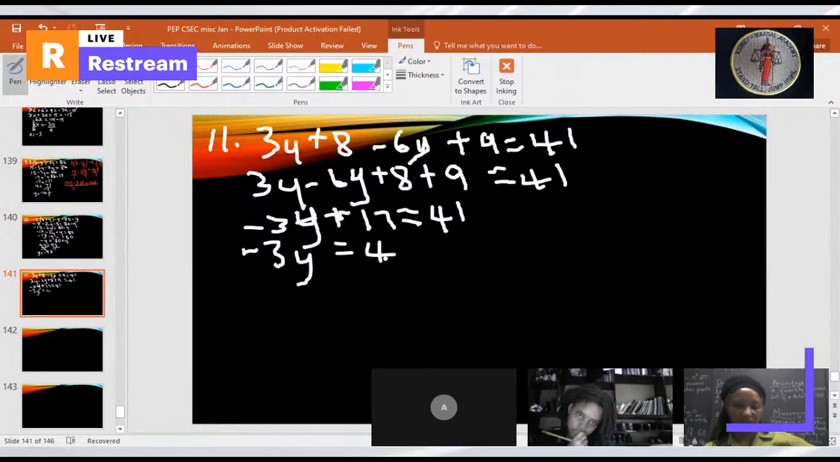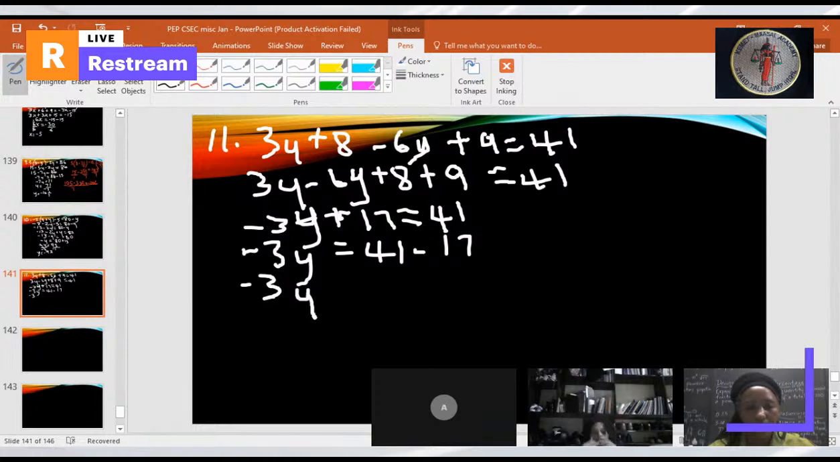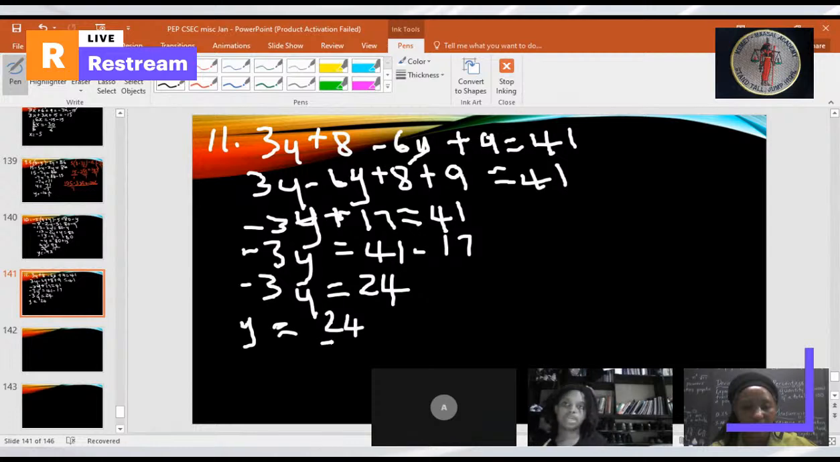Well, let's write this first. 41 minus 17, and that gives what? Positive 24. So negative 3y equals 24. Okay, so that means y is negative 8. So we're going to do what? We're going to divide the 24 by negative 3, and 3y by negative 3. All right, that's negative 8.